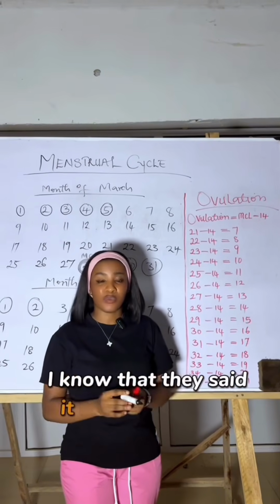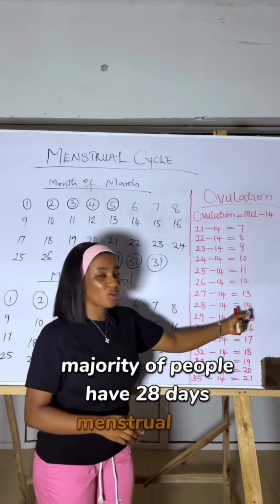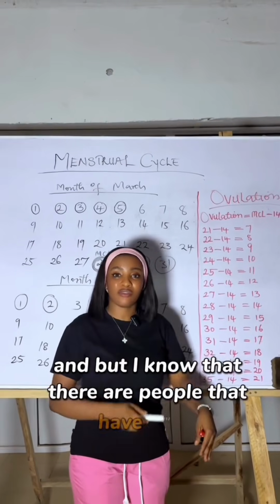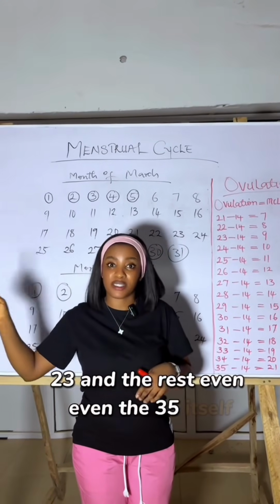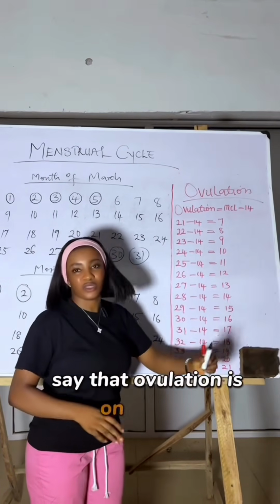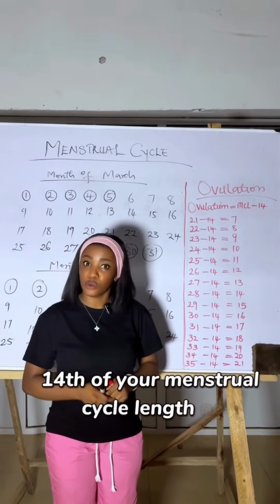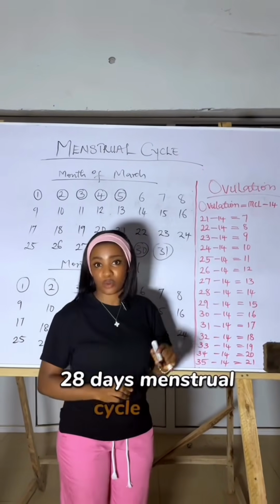I know that they said it because the majority of people have a 28-day menstrual cycle length. But I know that there are people that have 21, 22, 23, and the rest, even 35 itself, which is the maximum range. So you cannot say that ovulation is on day 14 of your menstrual cycle. No, it only applies to people that have what? A 28-day menstrual cycle length.